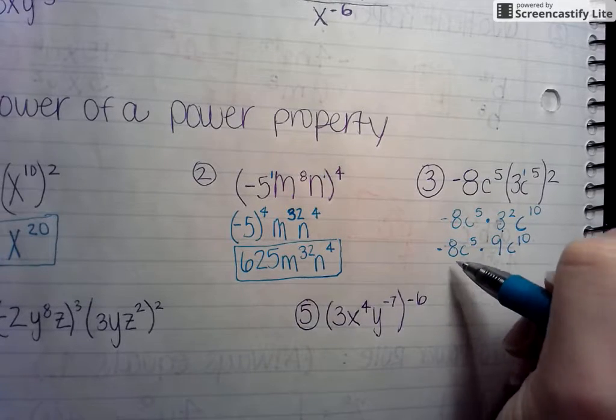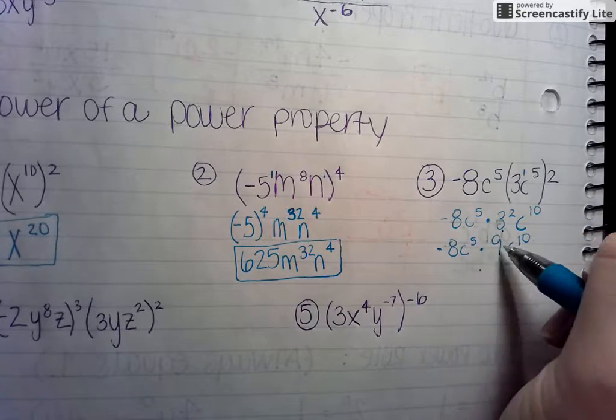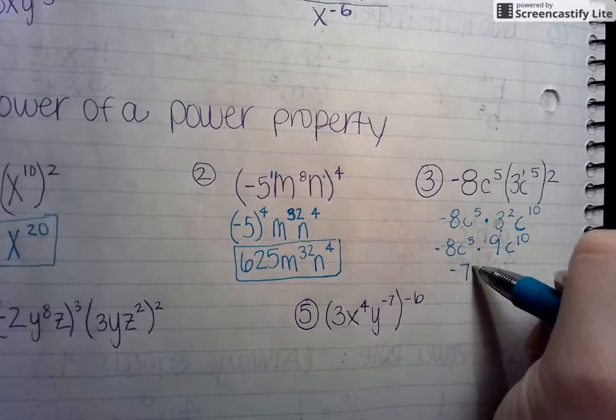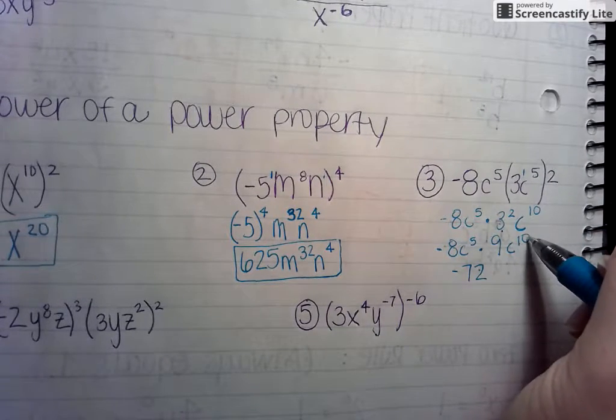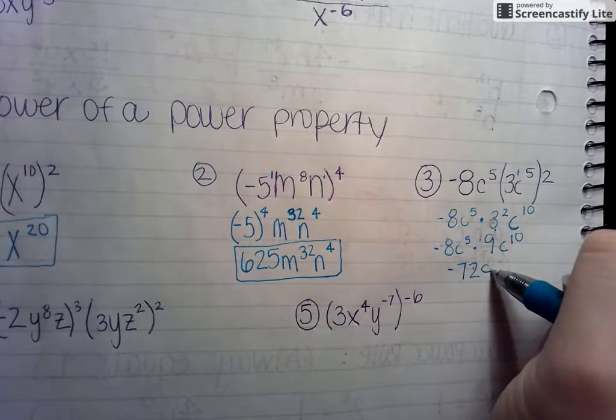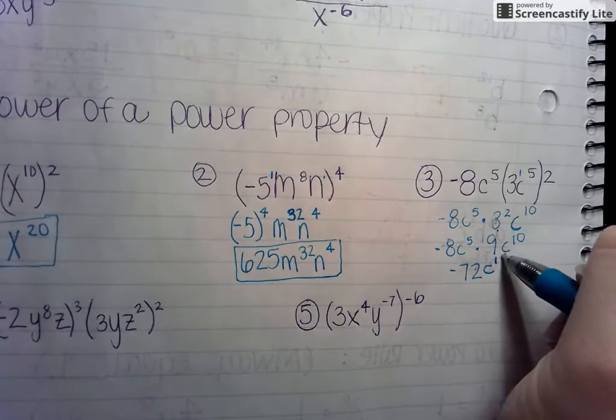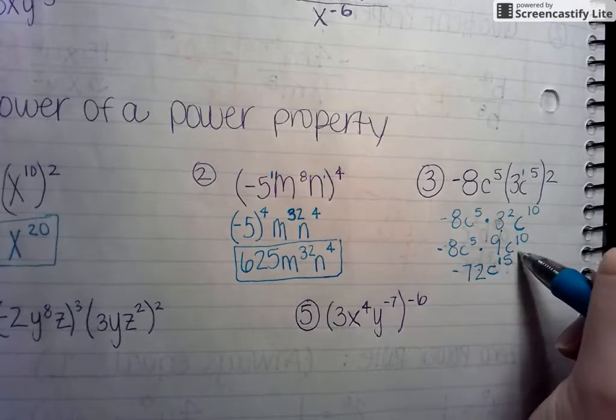We're multiplying, so I'm going to multiply the coefficients -8 and 9, so it's -72. I have c to the 5th, and we're multiplying by c to the 10th, so that means you're going to add, so it's going to be c to the 15th, and that would be our final answer.